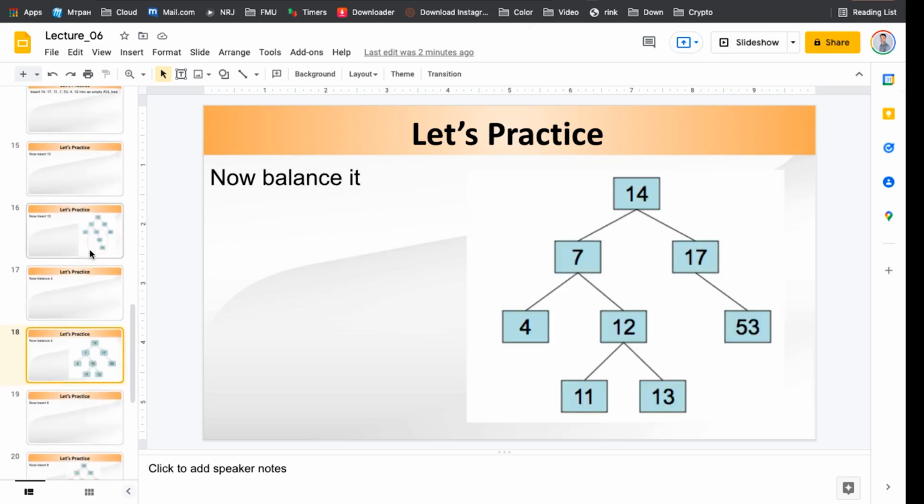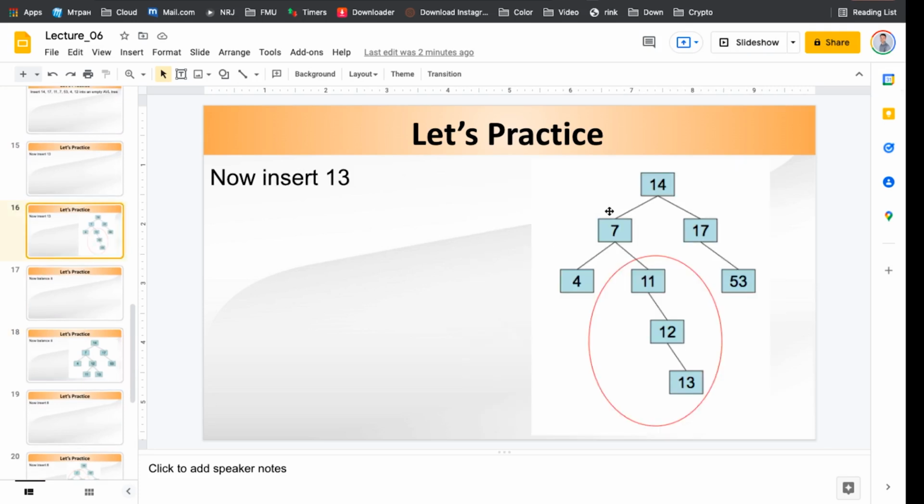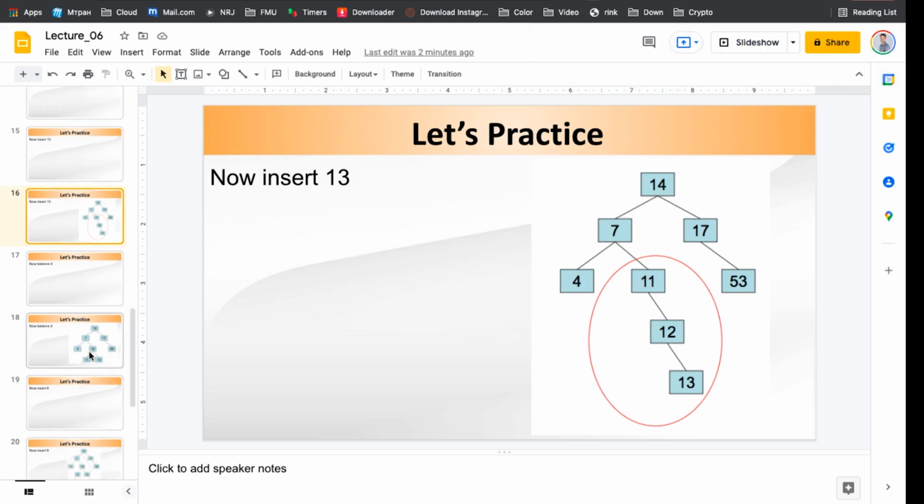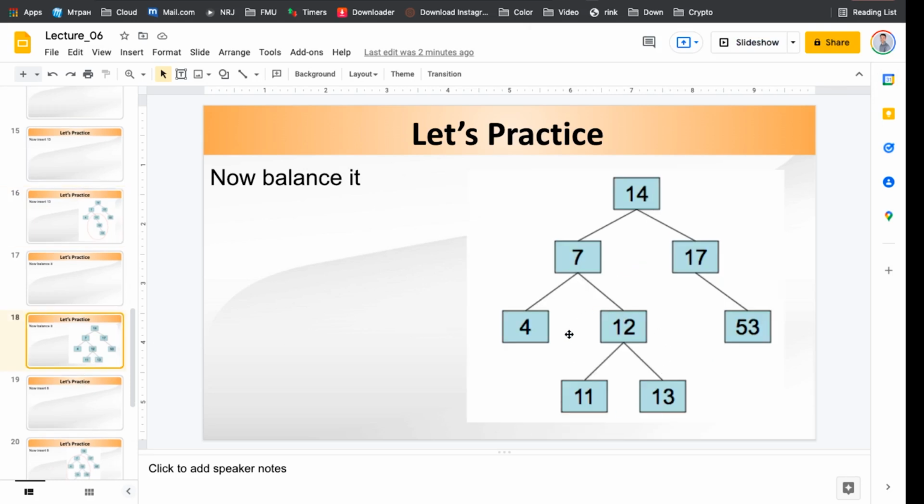So again, starting from the lowest, we're looking at this. The lowest node which has the wrong balance factor is 11. It is 2. So we need to perform our rotation here. We need to bring 11 down, 12 up, and 13 up. In this case, it's going to look like this. So now this is going to be more balanced.